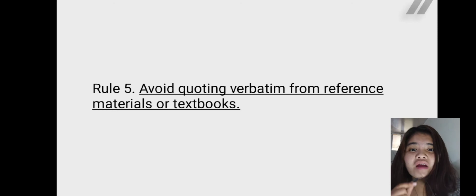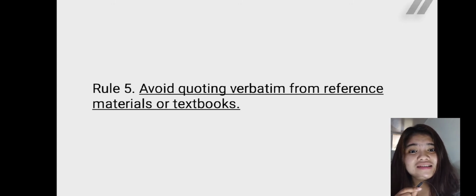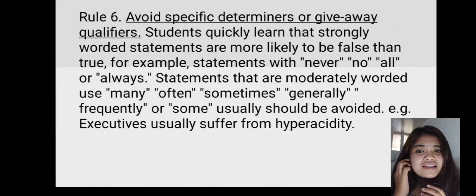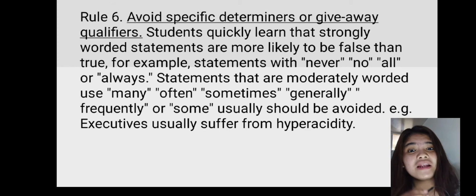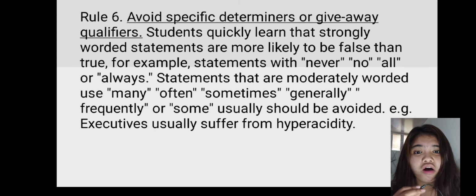Rule number 5. Avoid quoting verbatim from reference materials or textbooks. This practice sends the wrong signal to the students that it is necessary to memorize the textbook word for word, and thus acquisition of higher level thinking skills is not given due importance. And rule number 6, avoid specific determiners or give-away qualifiers. Students quickly learn that strongly worded statements are more likely to be false than true.